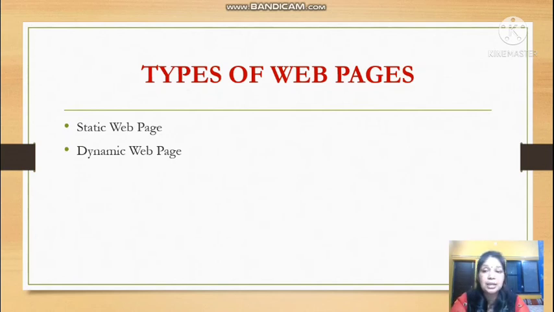Another example is there. Suppose you have given standard 10 board exams and result has come. So while entering, I'm entering my roll number and another person is entering his or her roll number, then for both of us the result will be different. So the page which will be displayed after entering the roll number will be different for both of us. So those types of web pages are known as dynamic web pages.